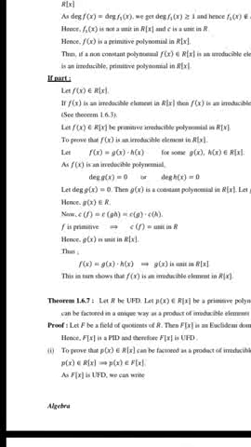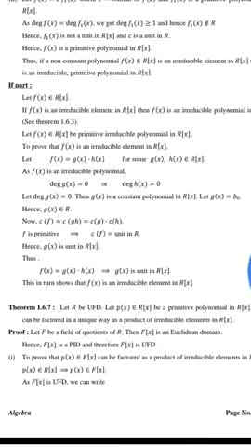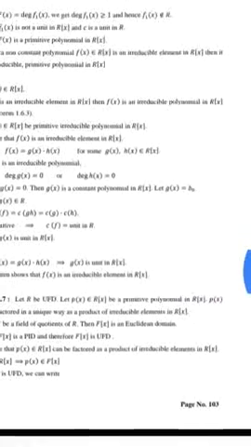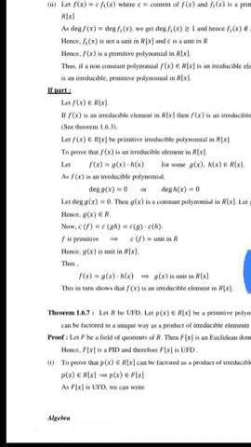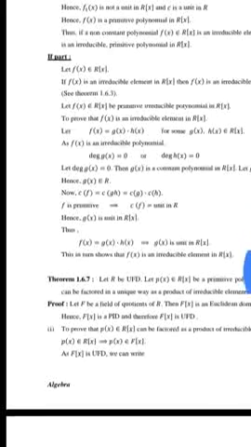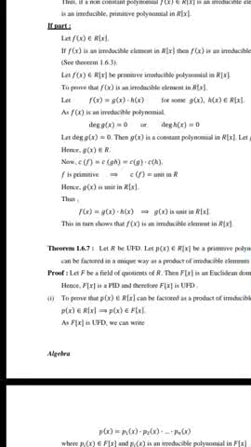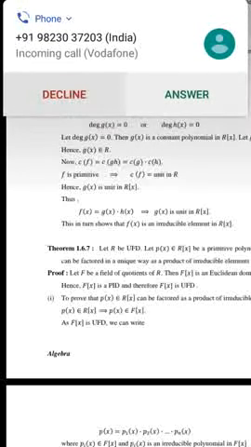Now the if part. Let f(x) belong to R[x]. If f(x) is an irreducible element in R, then f(x) is an irreducible polynomial element in R[x]. Let f(x) belong to R[x] be a primitive, irreducible polynomial in R[x]. Now we have to prove that f(x) is an irreducible element in R[x].